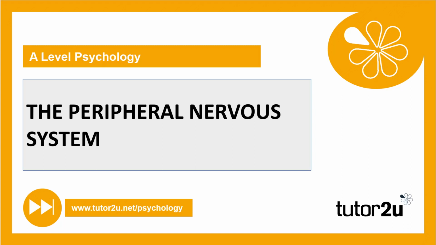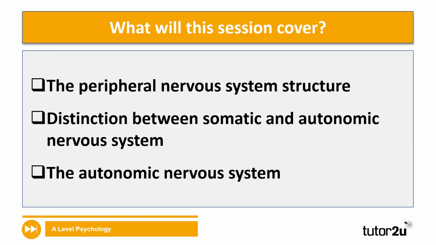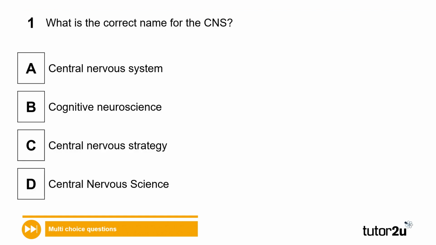Hi everybody, welcome to the second lesson in your week 1 biopsychology catch-up. In this session we'll cover the structure of the peripheral nervous system, picking up from last lesson. We'll also make the distinction between the somatic and autonomic nervous system, and we'll take a closer look at the autonomic nervous system. But first of all, let's start with a quick learning check of your nervous system so far.